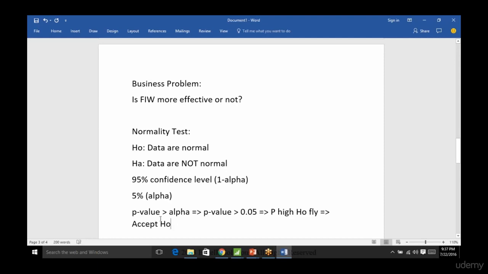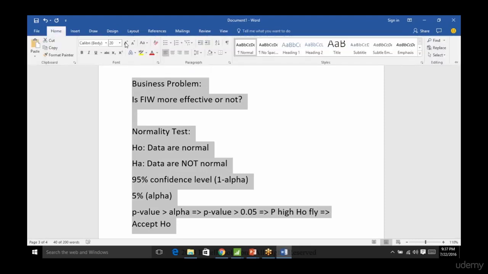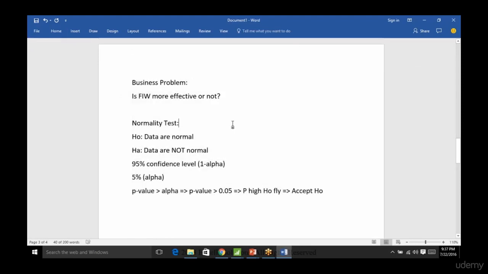Let me also try and reduce the size a little. Just give me a moment. All right. Now I think it makes sense. Okay. So p-high null fly.